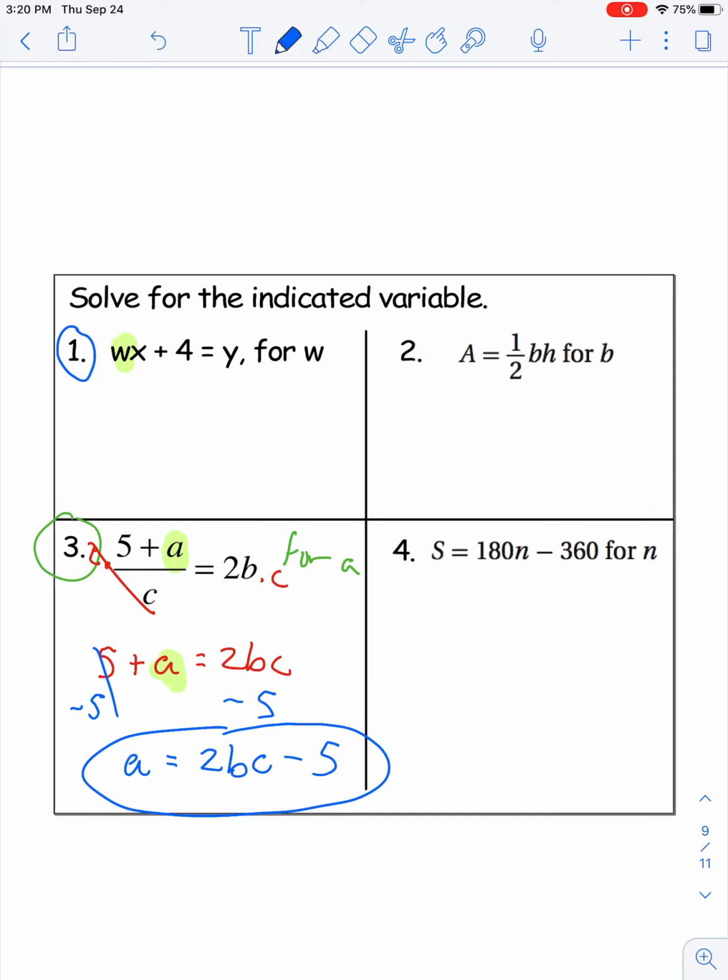I'm solving this for W. So what I need to do is get this whole part by itself, so I'm going to subtract 4 from both sides. Now I get Wx is equal to y minus 4.